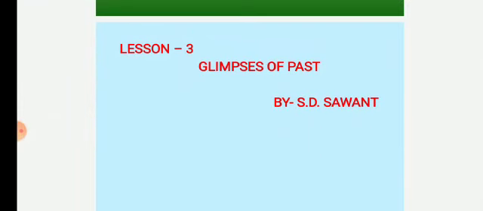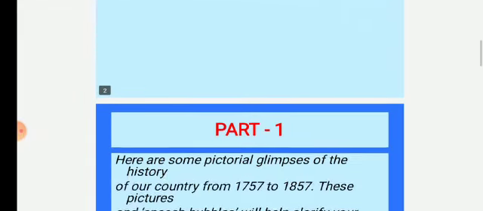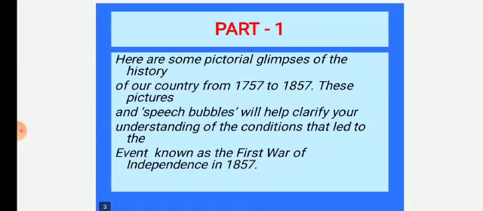Students, today we are going to read the chapter Glimpses of Past by S.D. Sawant. We are going to start part 1 of this chapter. Students, this lesson is about the Indian freedom struggle.